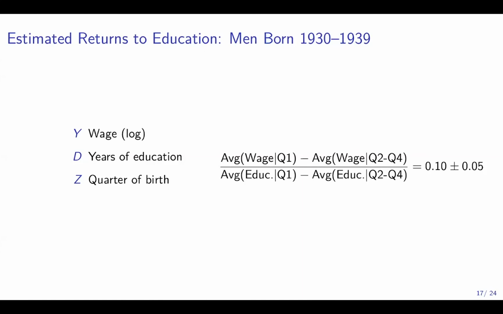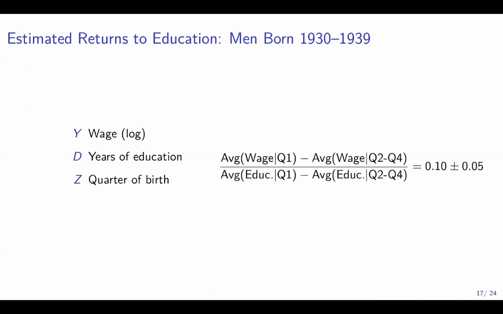So since both of these differences are negative, the ratio is positive, and it's equal to 0.1 with a margin of error of 0.05. It turns out that in this example, for reasons I won't get into, wage is being measured on the log scale. So to interpret this result, we have found that an extra year of secondary education increases a person's annual wage by between 5 and 15%, which is quite a substantial effect.